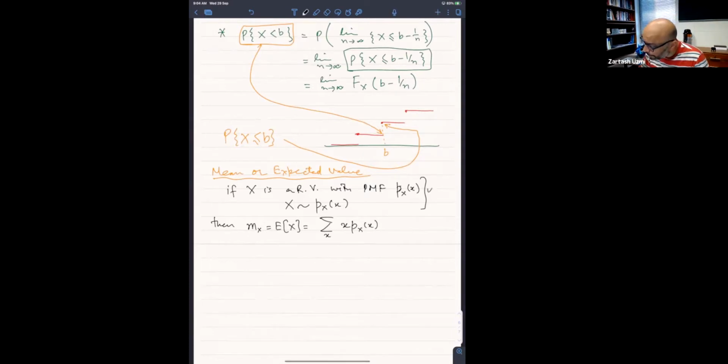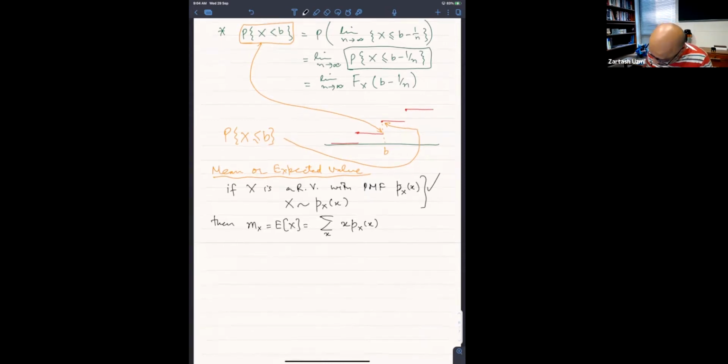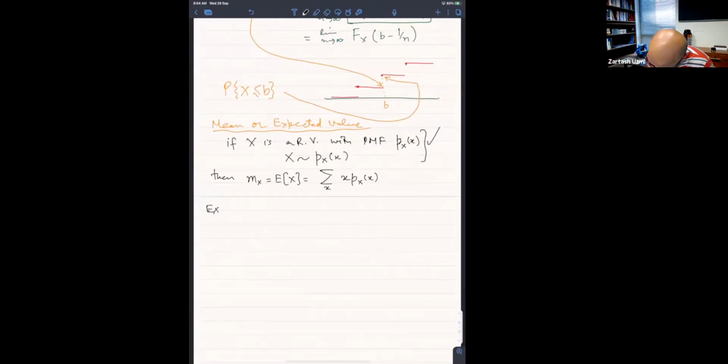So see, the PMF gives you the list of values that the random variable can take, and the corresponding probabilities. You multiply each of those together and sum those up. That gives you the expected value of the random variable. I'll give you an example. We won't go without an example.